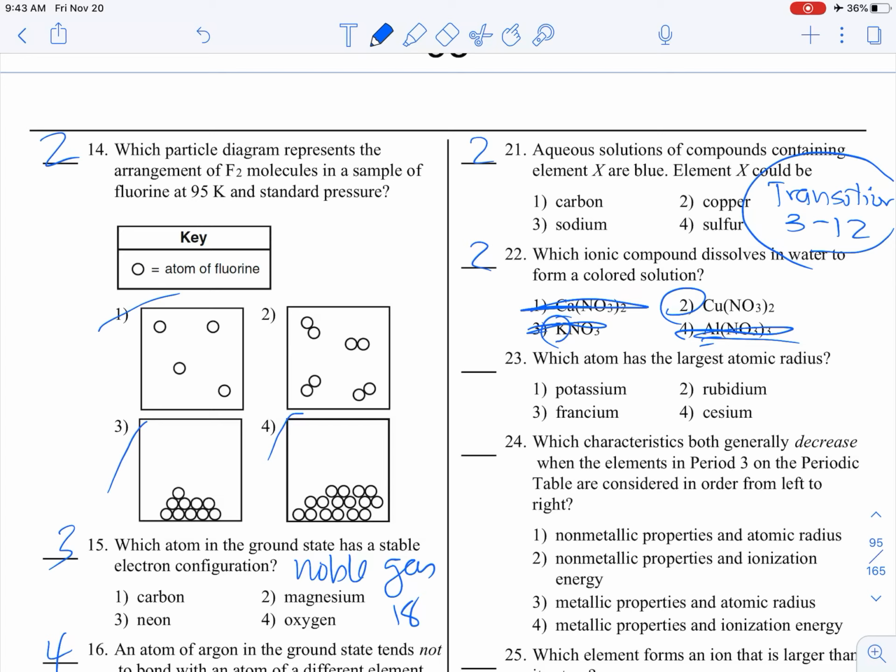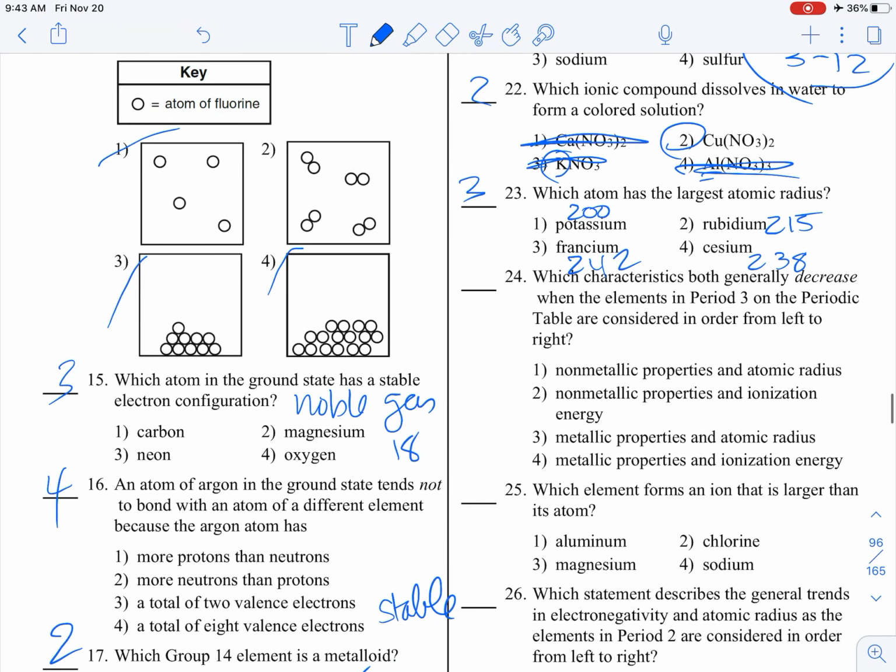Which is the largest atomic radius? Okay, so I am going to look on Table S. You need to go there too. I can't show you on the screen, sorry. Atomic radius is the last column. Potassium is 200 picometers. Rubidium is 215 picometers. Francium, 242 picometers. Cesium, 238. So it's very easy.